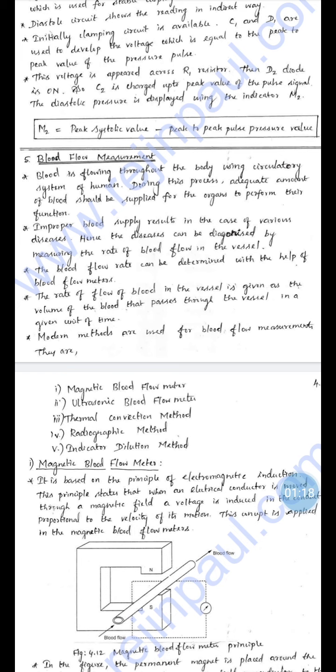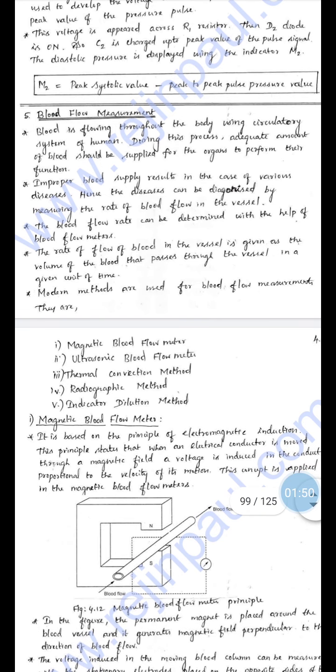During this process, an adequate amount of blood should be supplied for the organs to perform their function. Improper blood supply results in various diseases. Hence, the disease can be diagnosed by measuring the rate of blood flow in the vessel. The blood flow rate can be determined with the help of a blood flow meter. The rate of flow of blood in the vessel is given as the volume of blood that passes through the vessel in a given unit of time.